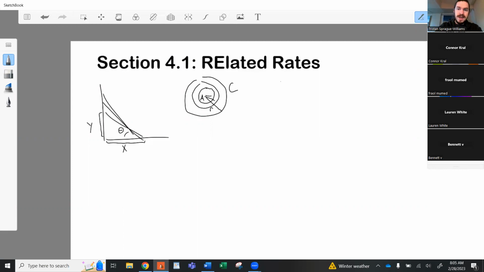So what we're going to look at today is an example where we have a cone tank of water, with water inside it. And the water is dripping out the bottom, draining, and the water level is going down. We have two variables here: the volume and the height of the water. And those two variables are related.